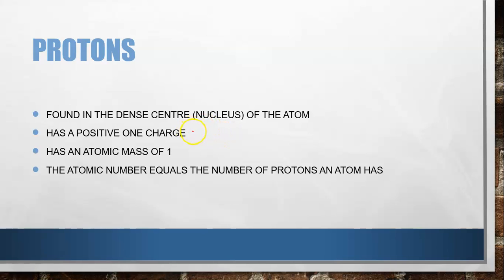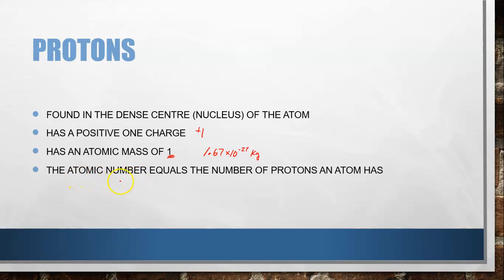They have a charge of +1, and they have an atomic mass of 1. Now, this is the equivalent of 1.67 times 10 to the negative 27 kilograms if you're doing it by kilograms, but we just call it an atomic mass of 1 or an atomic mass unit.